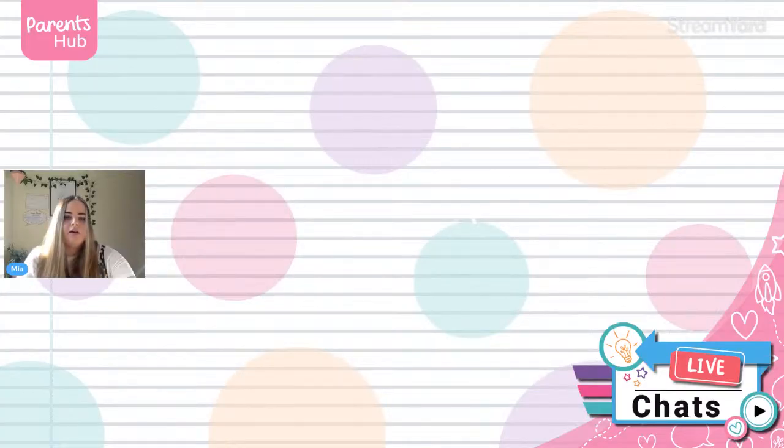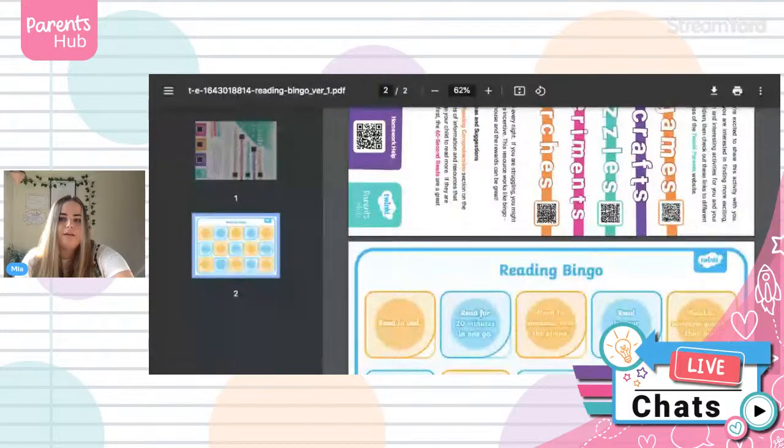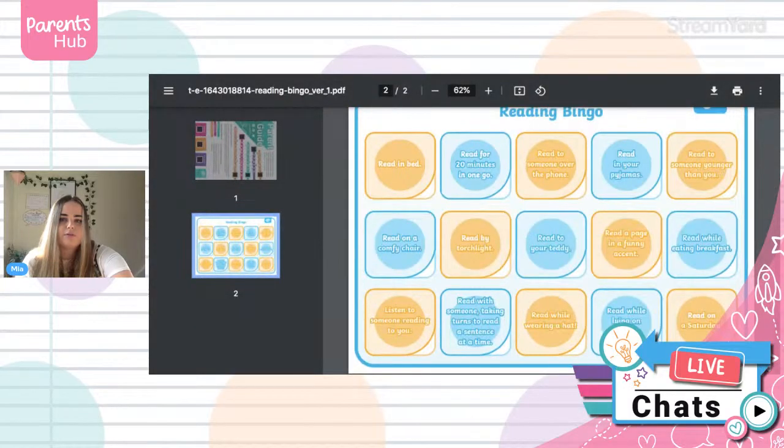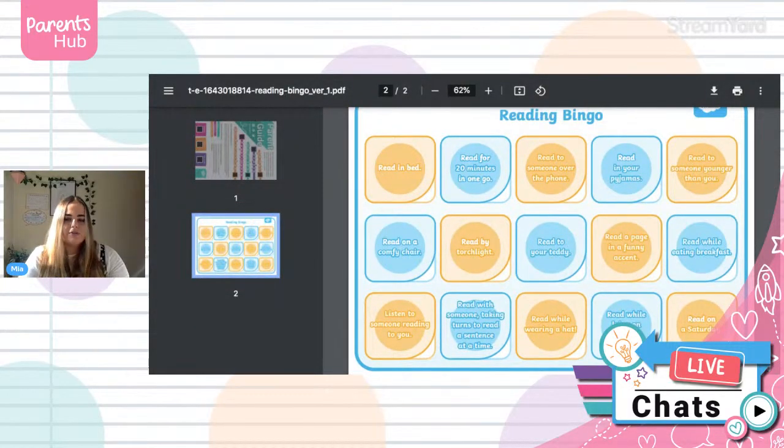Another way of encouraging your child to keep reading is to keep giving them reading incentives. A reading incentive that you can use, which I can share with you now and we'll also put in the comments, is a reading bingo card. So if I just share the reading bingo card with you. On this reading bingo card, let me just move it down a little bit. There's lots of different things that your child can tick off as and when they do it.